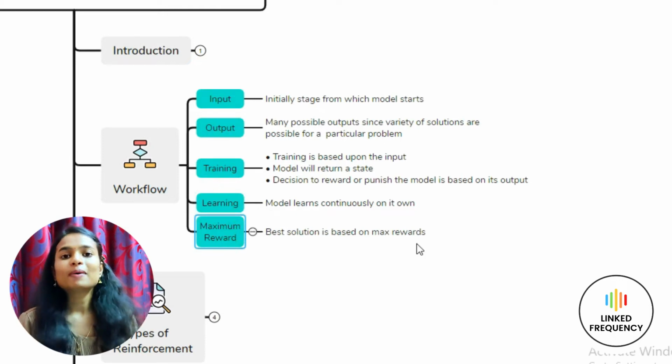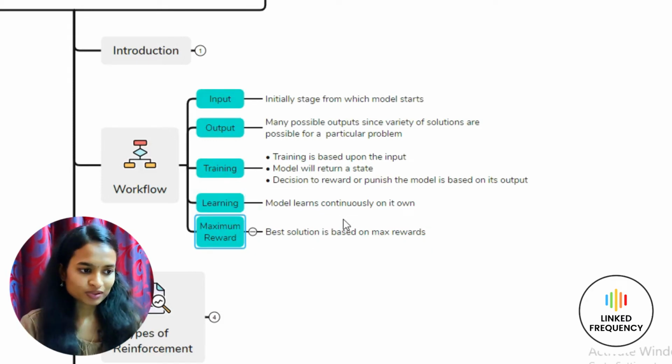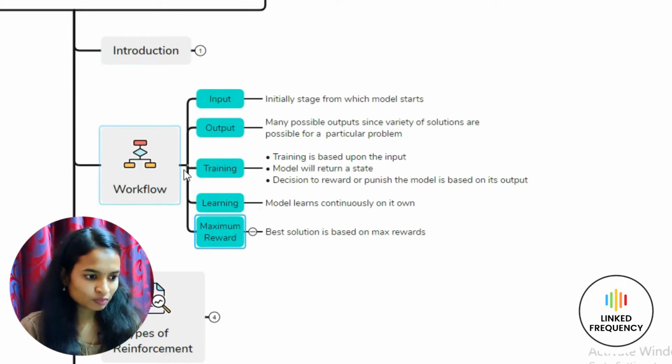So the best solution is considered when it gets a maximum reward. So this is a long-term goal which the agent tries to achieve. To fetch a best solution, it tries to get maximum reward in all the possible actions it is trying to get. So this was all about the workflow that was involved in the reinforcement learning method. So now let's move ahead.